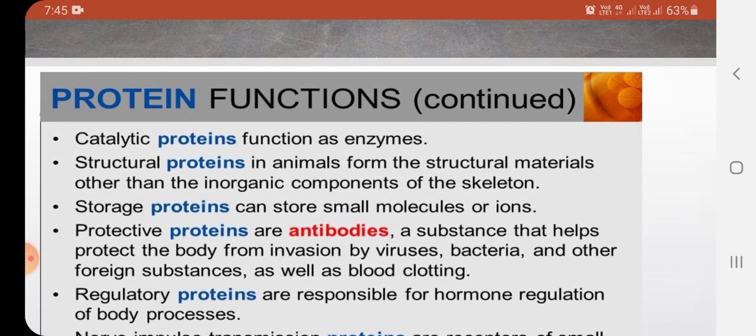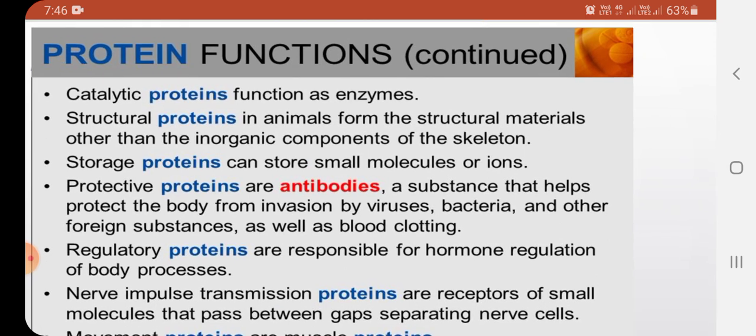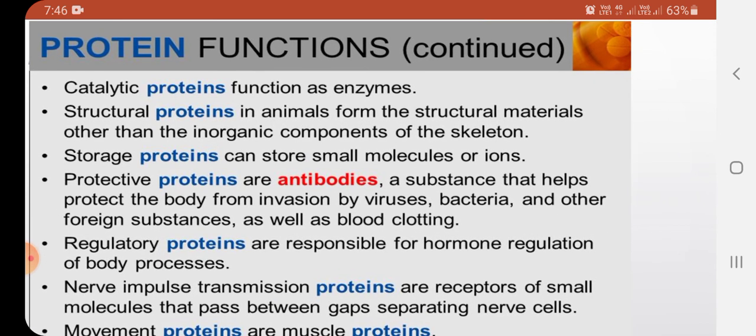Next we discuss the functions of protein. First, the protein functions as enzyme. So all enzymes are proteins. Second is the structural proteins in animals, which form the structural material other than the inorganic component of the skeleton. Then the storage proteins can store small molecules or ions. Protective proteins are antibodies, substances that help protect the body from invasion by virus, bacteria, and other foreign substances or pathogens, as well as blood clotting.